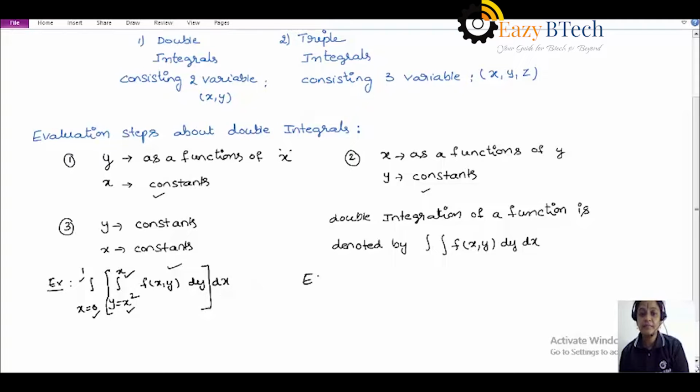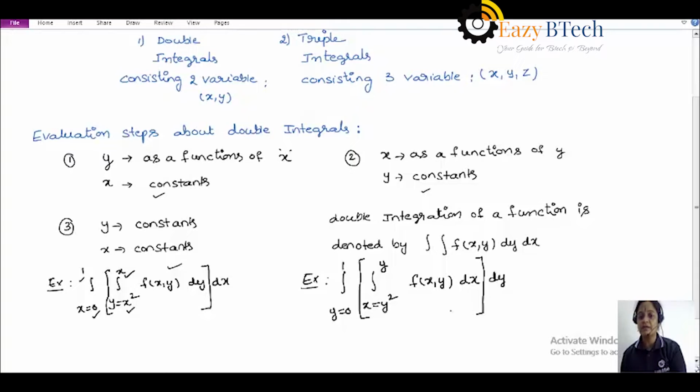And the second example: suppose the integration is x equal to y square to y and y equal to 0 to 1, with function f of x comma y and dx dy. See here, x limits are functions of y and y limits are constant. Then at first you have to integrate with respect to x and then y. Variable limits are integrated first, constant limits are integrated next.